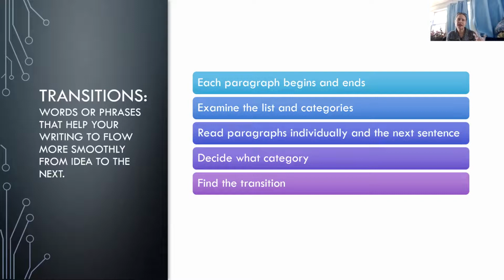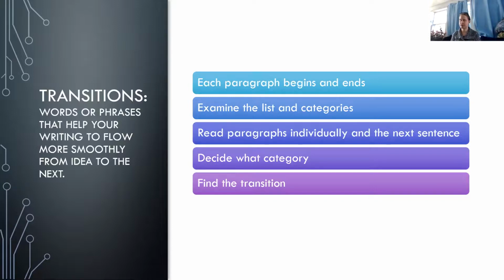So again, examine that list and the categories. There's even different categories on the list I'm providing you for transitions. You want to read each paragraph individually, and then the next sentence of your next paragraph. And after you've done that, just reading that full paragraph and then one line of that next paragraph, you want to decide what category you're looking for on that transition list. And after you've done that, you can find a specific transition that you think would fit well.